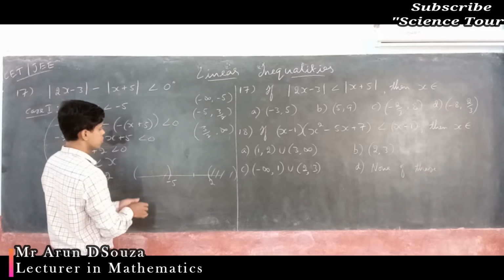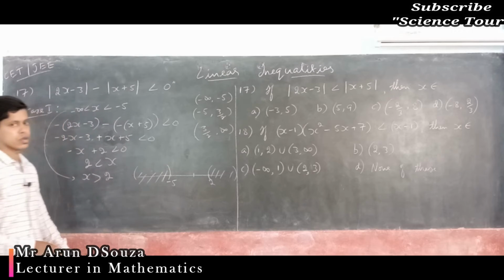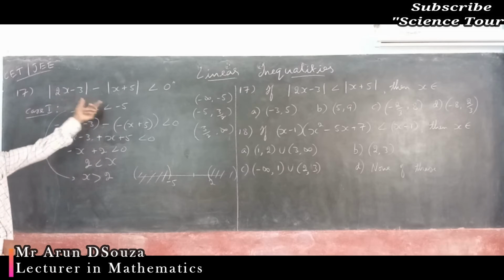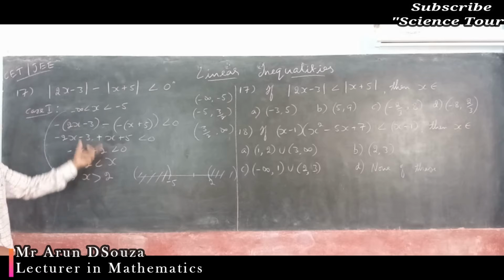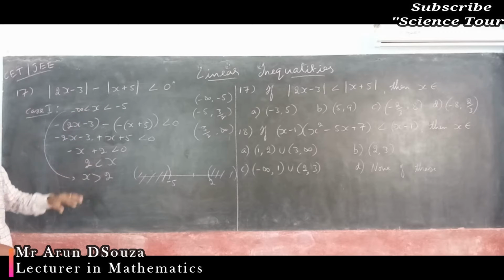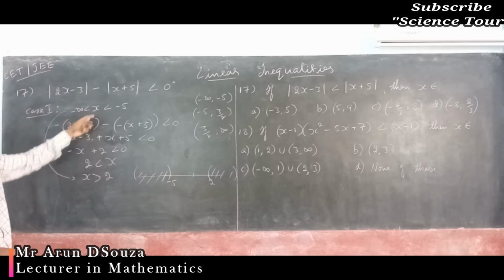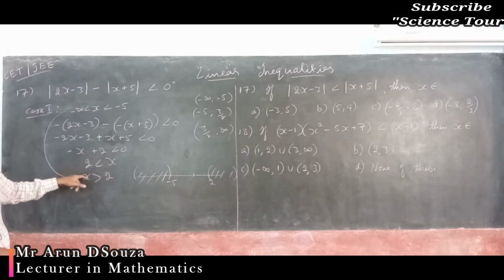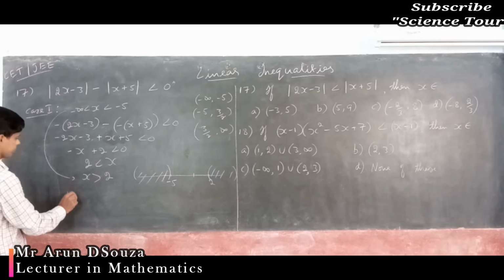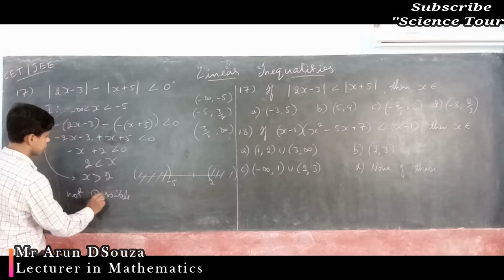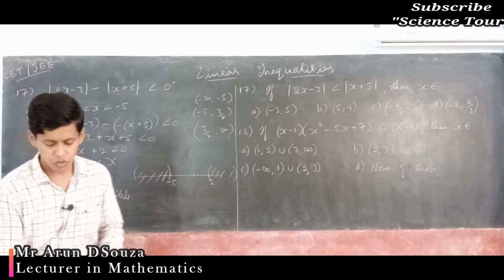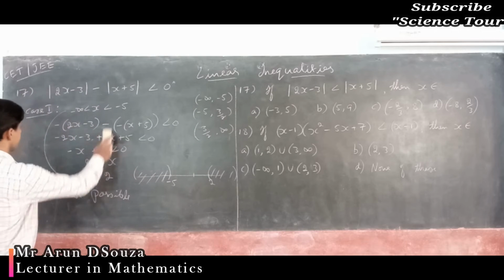Now do you have a common region? Both must satisfy. When this happens, that must happen. So, does it happen? No, it does not happen. If x is less than minus 5, it is not greater than 2. The same value of x. So, do you have a common region? You don't have. So, this case is not possible. We are not getting any solution here. Therefore, go to the next one.